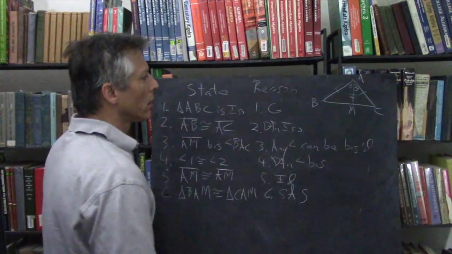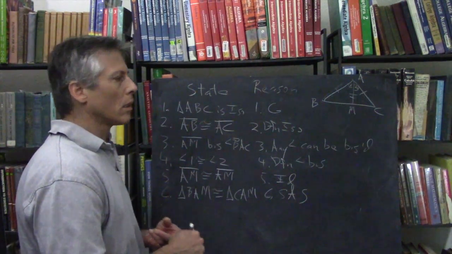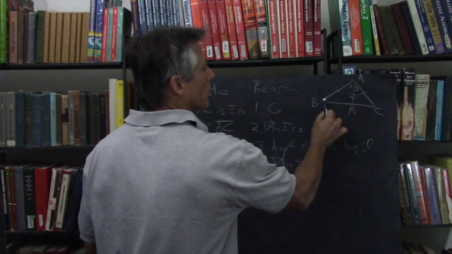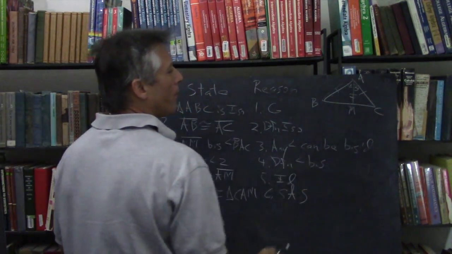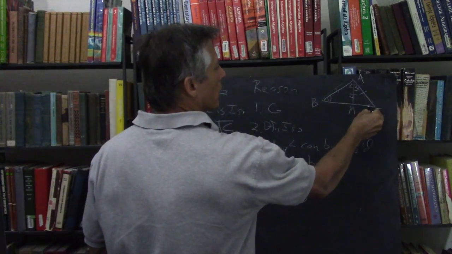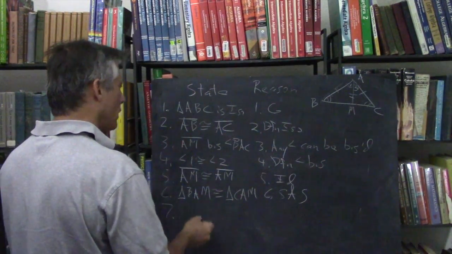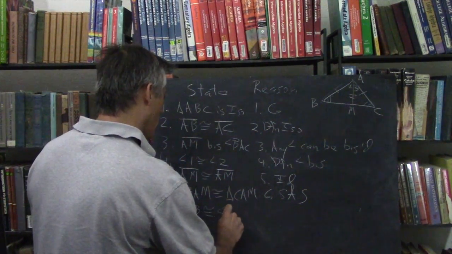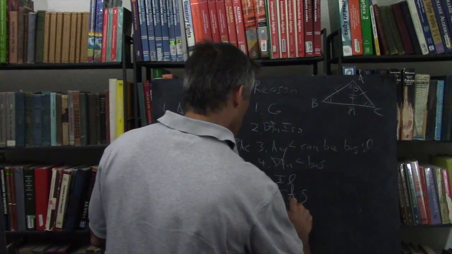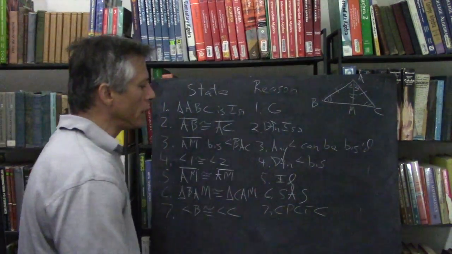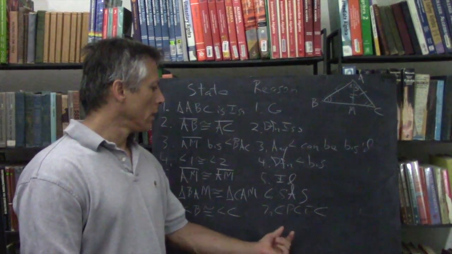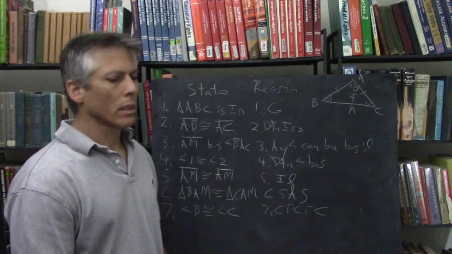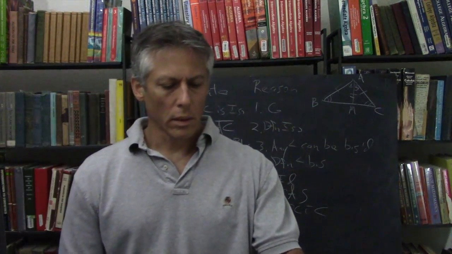And therefore, since we know the triangles are congruent, we know the parts are congruent. So this triangle is congruent to this triangle, and therefore this angle is congruent to that angle. So 7, angle B congruent to angle C, with our CPCTC. Try to learn to say that really fast. Since the triangles are congruent, their parts are congruent. Okay, so there's theorem 1.